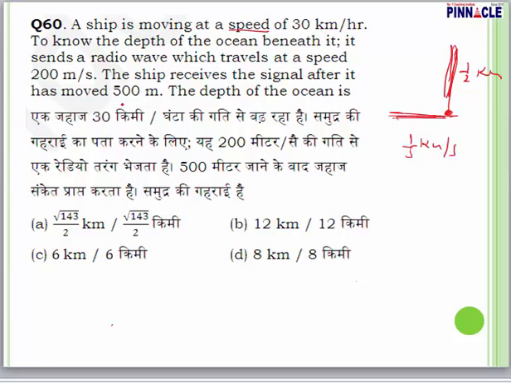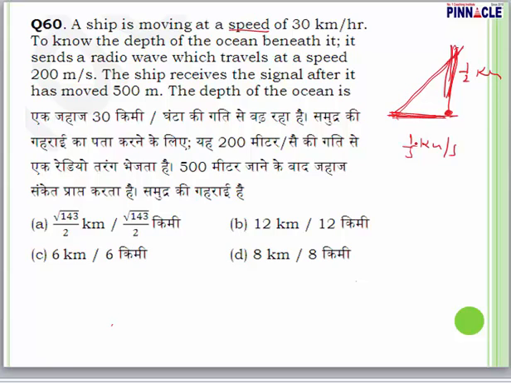The ship receives the signal after it has moved 500 meter. This is 500 meter, that is 1/2 kilometer. This is 200 meter. This signal is going like this. Signal is going, and the ship receives this signal. It means this is the distance that we have to look for.